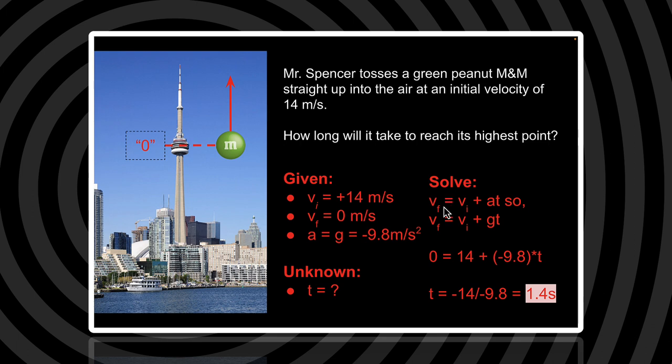So in this case, we're going to take that equation that we'd used before in the acceleration calculations or the kinematic equations and just use an acceleration due to gravity of negative 9.8 meters per second every second. And what I get is 1.4 seconds. All right, hopefully that makes sense.